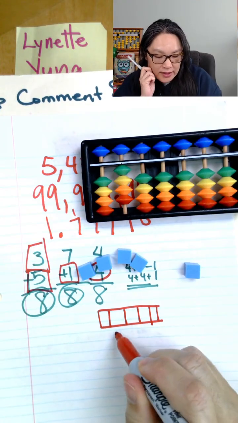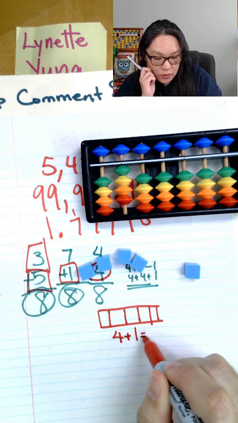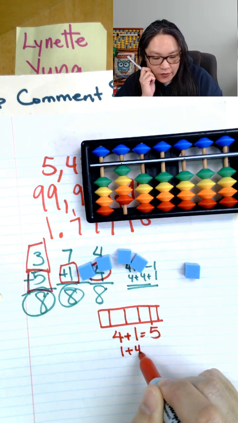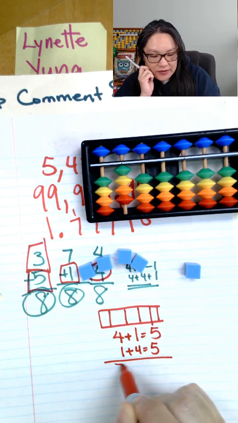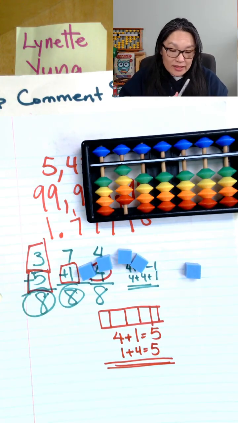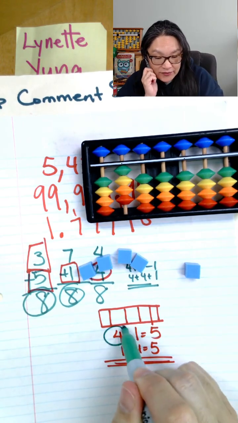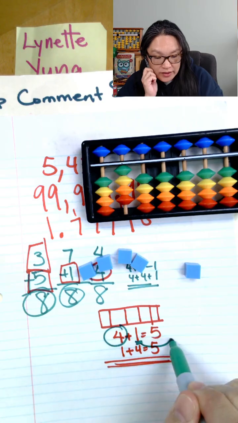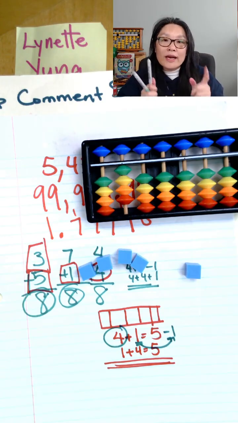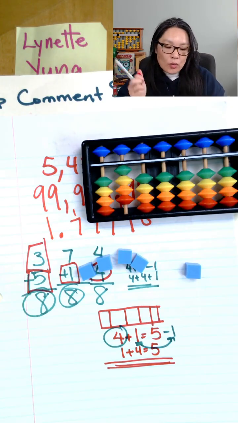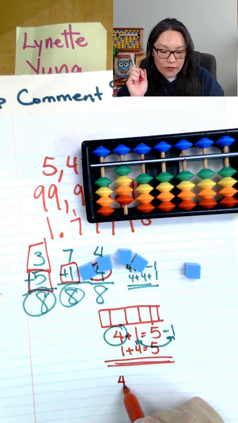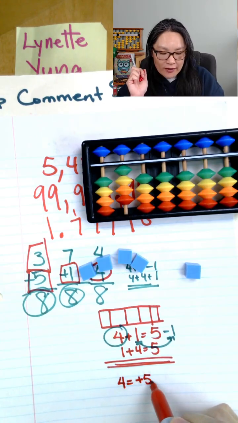One of the things they teach in school is how to make a 5. 4 plus 1 is equal to 5, and 1 plus 4 is equal to 5. And that is as far as it goes. But in abacus, we take it one step further. We isolate this variable and move this 1 to the other side. When we do that, we rewrite the equation because we've isolated the variable. So we have 4 is equal to plus the 5 minus the 1.